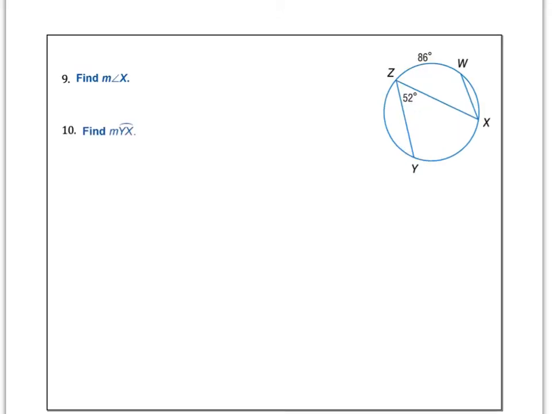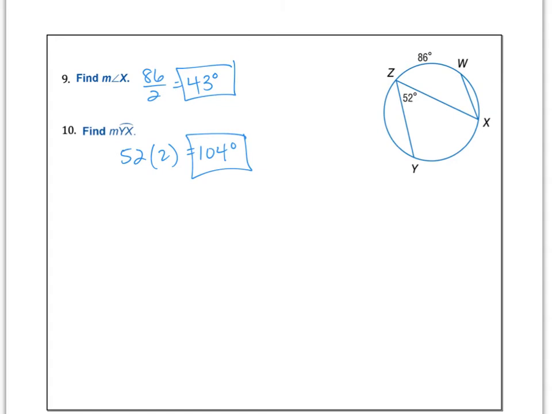Please pause the video and try numbers 9 and 10 on your own. When you're done, unpause to check if you got them right. So if you need to pause the video and take a look at my work, go ahead. But here is what you should get for numbers 9 and 10.